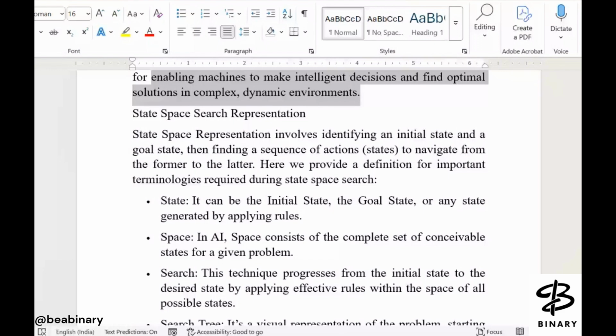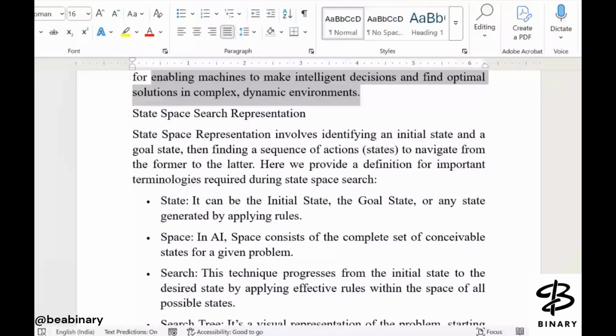So how will we represent the state space, and what do we need to have in that? The state space representation involves identifying an initial state. First, the problem state or the initial state needs to be identified, and a goal state. As we have discussed in the goal-based agent or the goal formulation, first we need to identify the state, which is a problem state, and a goal state. Then finding a sequence of actions to navigate from the former to the latter.